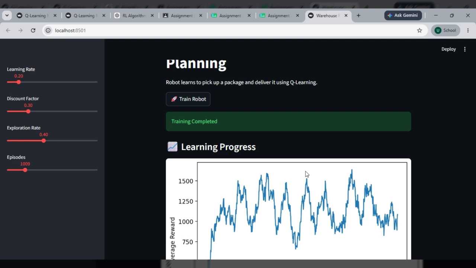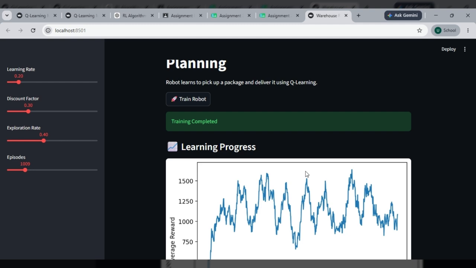Reinforcement learning concept. This project is based on reinforcement learning. In reinforcement learning, an agent learns by interacting with an environment. In our project, the agent is the warehouse robot. The environment is the warehouse grid. The state is the robot position, and the action is moving up, down, left or right. Rewards guide the learning process. The robot continuously interacts with the environment and gradually learns the best strategy.